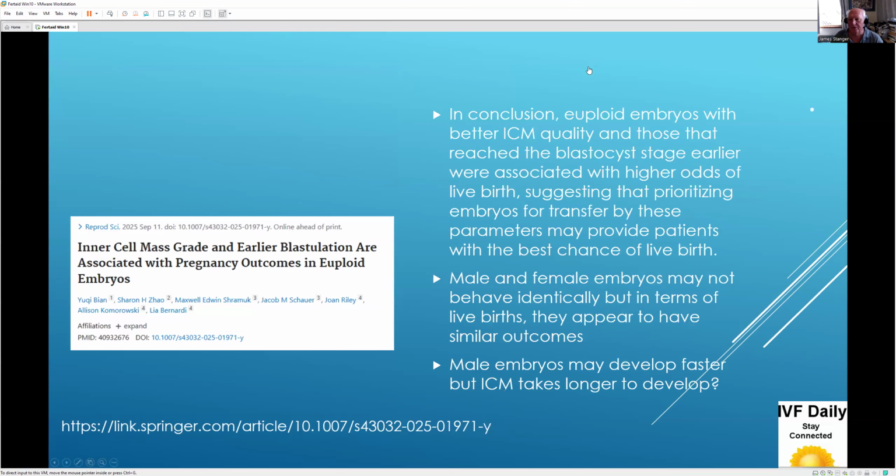So in conclusion, euploid embryos with a better ICM quality and those that reached the blastocyst stage earlier were associated with higher odds of live birth, suggesting that prioritizing embryos for transfer by these parameters may provide patients with the best chance of a live birth. Male and female embryos may not behave identically, but in terms of live birth, they appear to have similar outcomes. Male embryos may develop faster, but the ICM may take a little bit longer to develop.